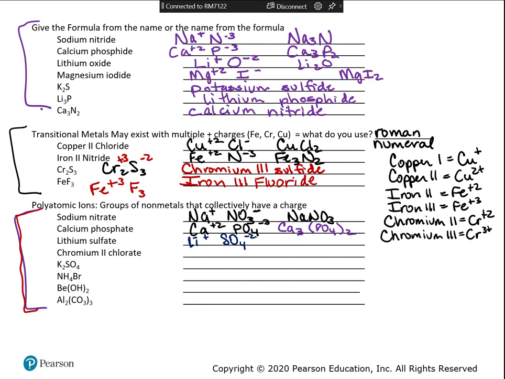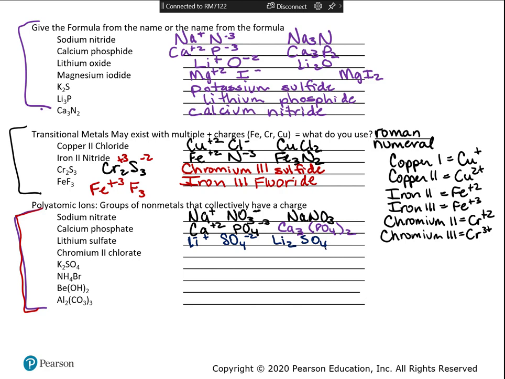When I swap them, how many lithium? So I end up with Li2. How many sulfate? Just 1, because lithium's a +1. So it's just written as Li2SO4. I don't have to use parentheses for something like lithium. I only use parentheses if it goes around the polyatomic.